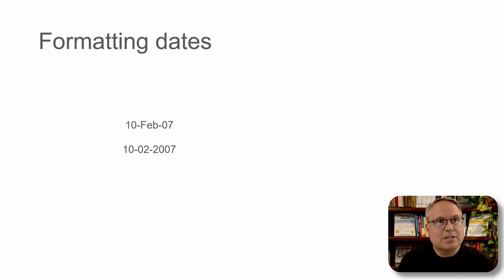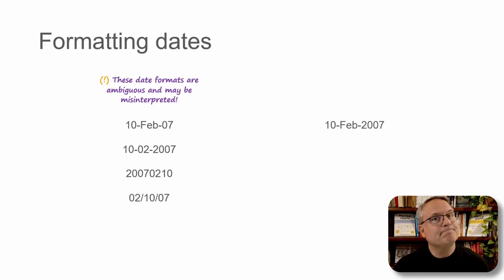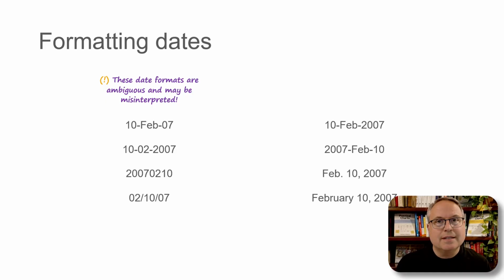What about this? Was this October 2nd, 2007, or was it February 10th, 2007? Or how about either of these? So actually, I don't even really know when any of these dates actually were, and yet these are common date formats that we will find in charts all the time. How about this? Well, there's only really one way to interpret this. I know exactly when this was. Or this, or these, same thing.